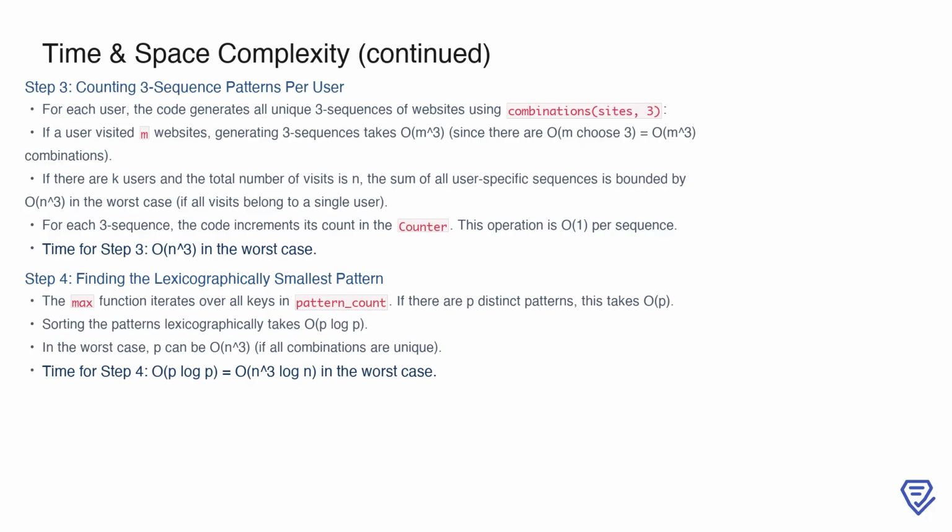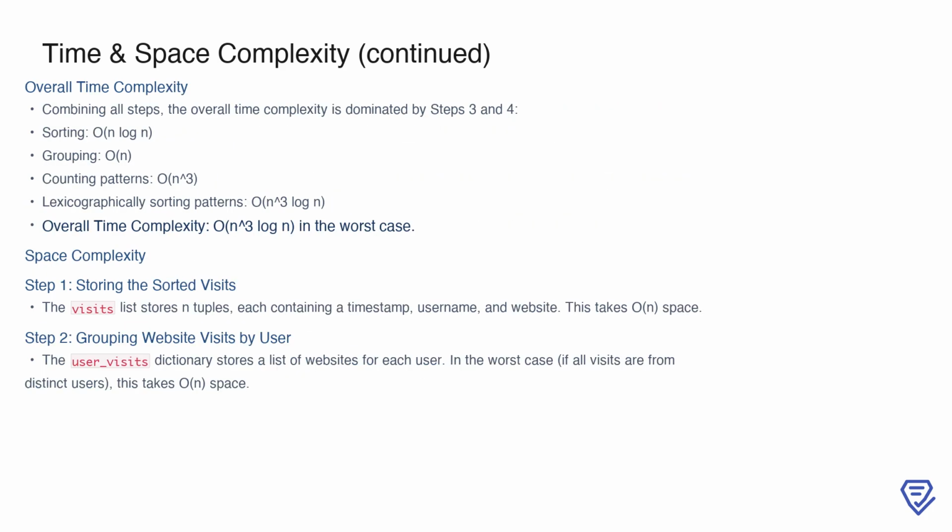Then, in step 4, we identify the most frequent pattern by iterating through the pattern_count keys, which takes O(p) time for p distinct patterns. Sorting these patterns lexicographically adds O(p log p), where p can reach O(n^3) in the worst case. As a result, step 4 contributes O(n^3 log n) to the time complexity, highlighting the importance of optimizing these steps. Now we can combine the contributions of all steps to determine the overall time complexity.